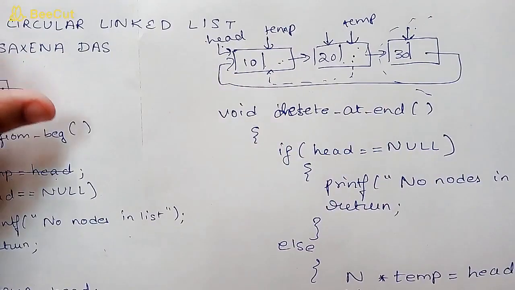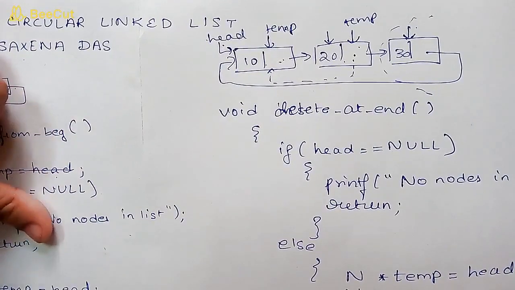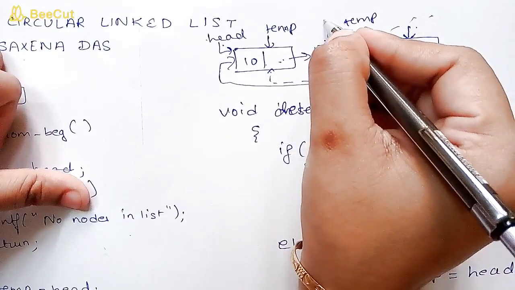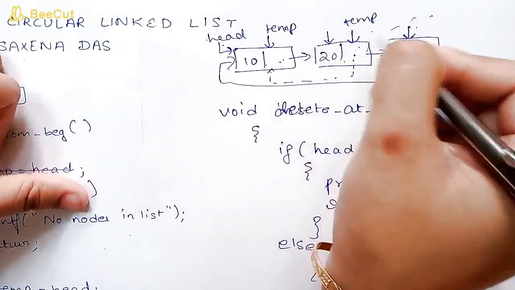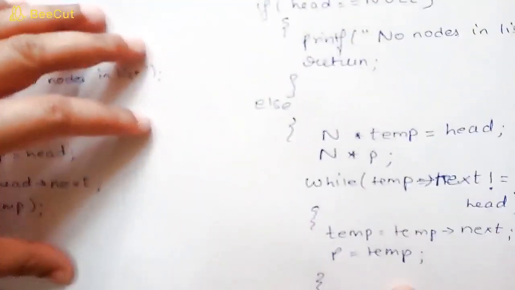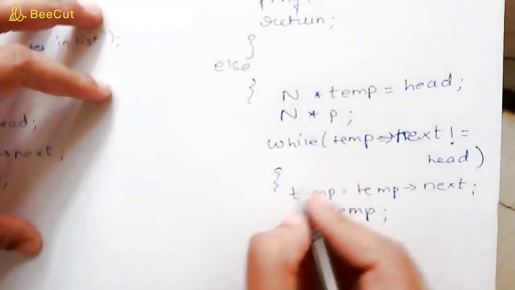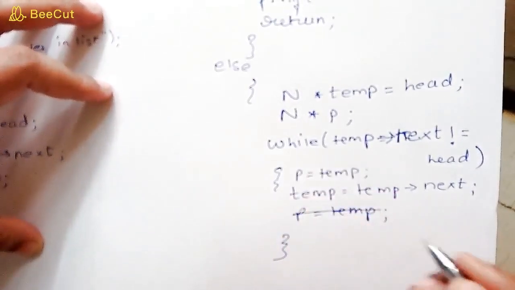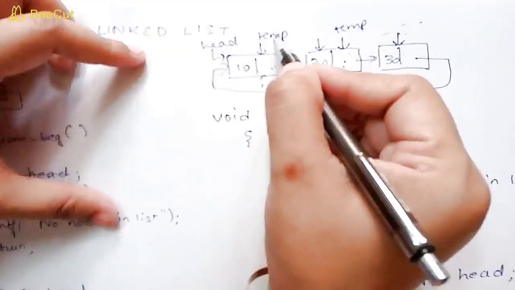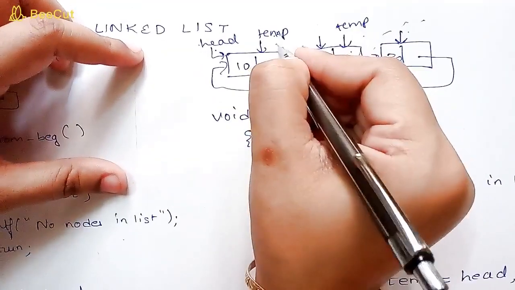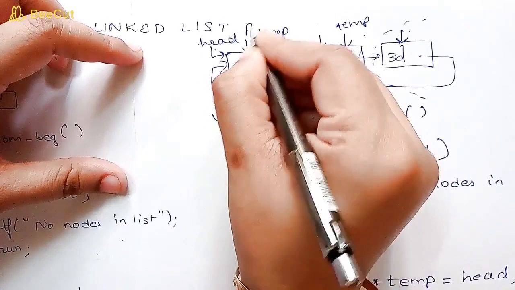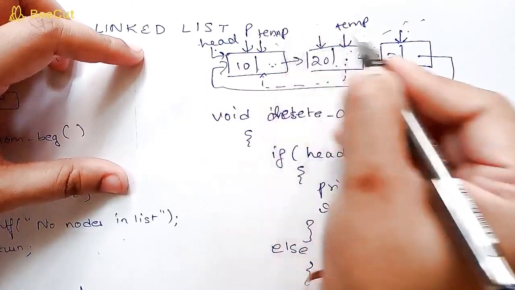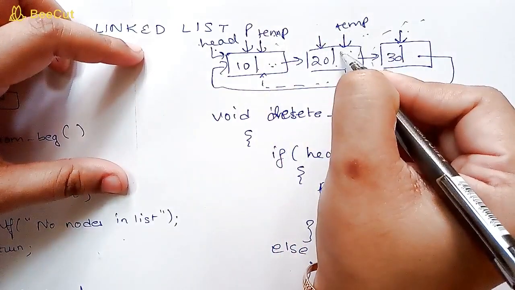One more thing is there, that if I write p equals to temp, now see, p will point to this node only. So just remember the sequence. I have to write p equals to temp first. Otherwise, this code will not run properly. So what I'm doing, temp was pointing to this node. Now p equals to temp means p is pointing to this node. And temp equals to temp next means temp is now pointing to this node.